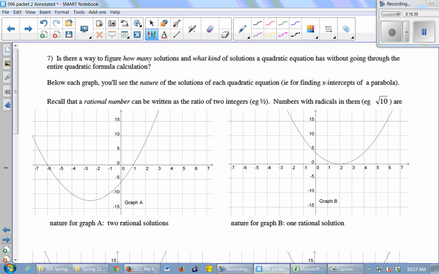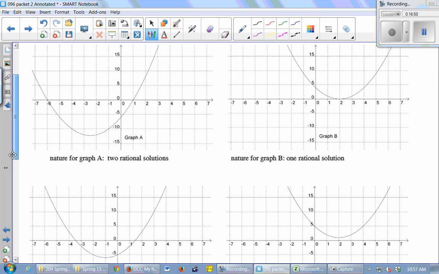And numbers with radicals are irrational. All right, so this first graph, for x-intercepts, it goes through the x-axis at -6 and at 1. Those are nice rational numbers, right? So we have 2 solutions, and they're both rational.